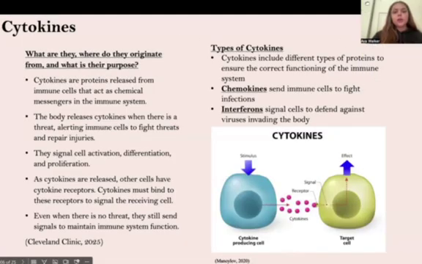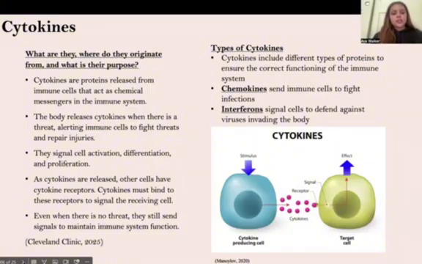Cytokines. So, what are these? Where do they originate from, and what is their purpose? Cytokines are proteins released from immune cells that act as chemical messengers to the immune system. The body releases cytokines when there is a threat. This alerts the immune cells to fight threats and repair injuries. They signal cell activation, differentiation, and proliferation.